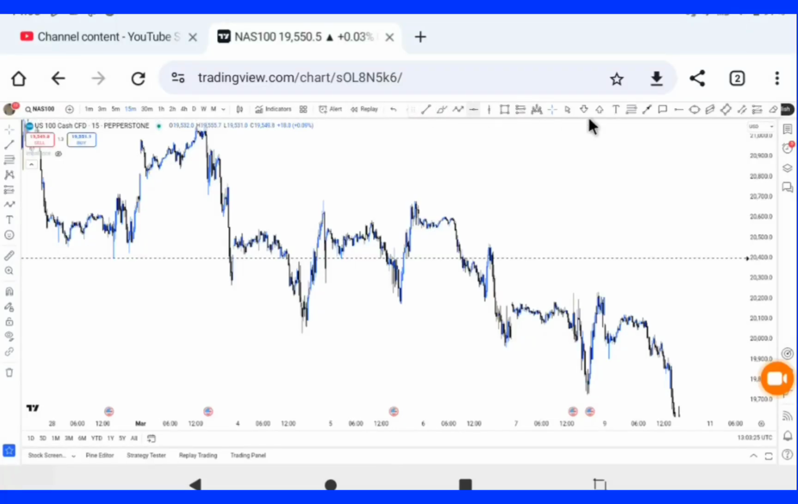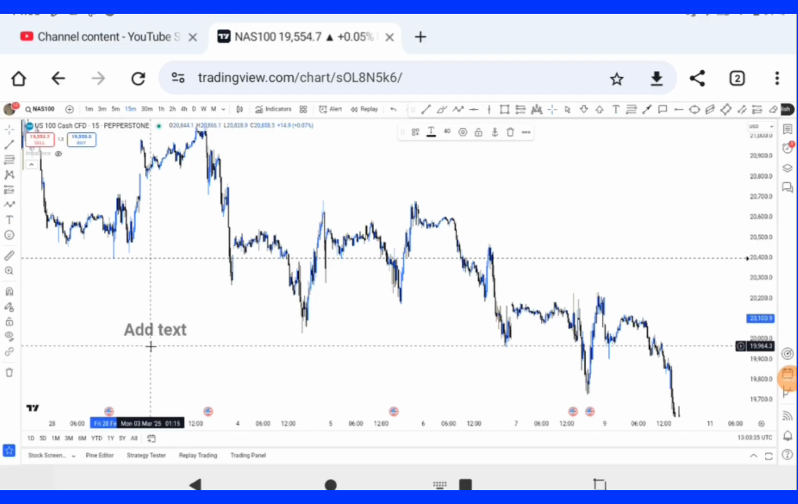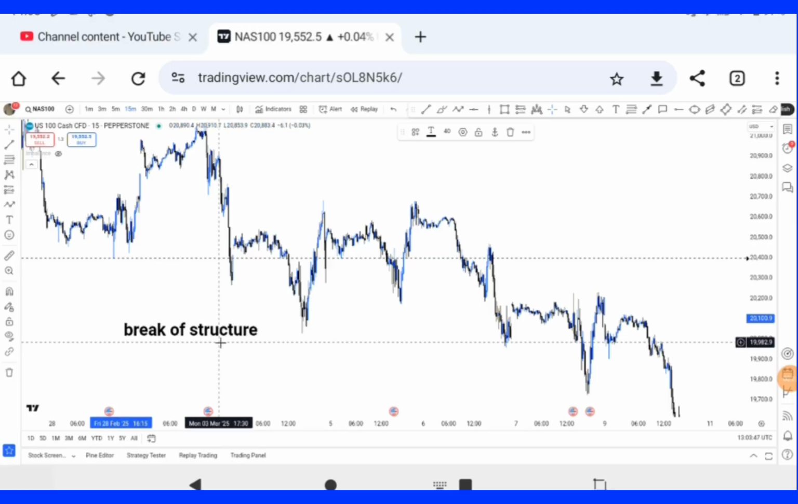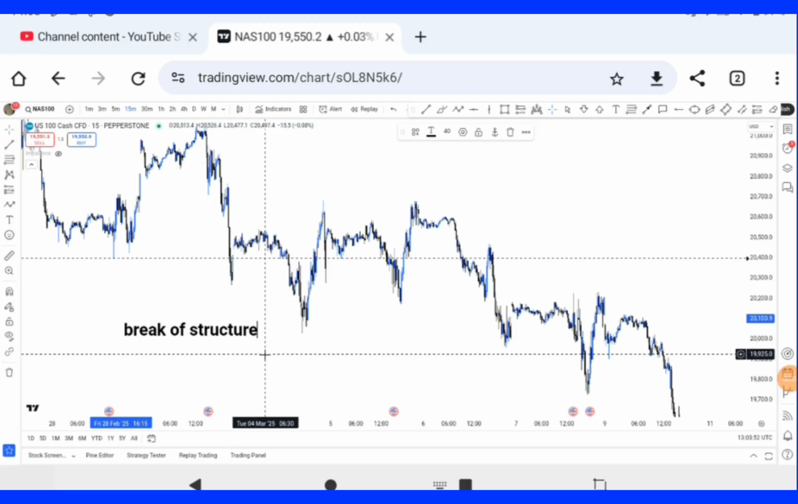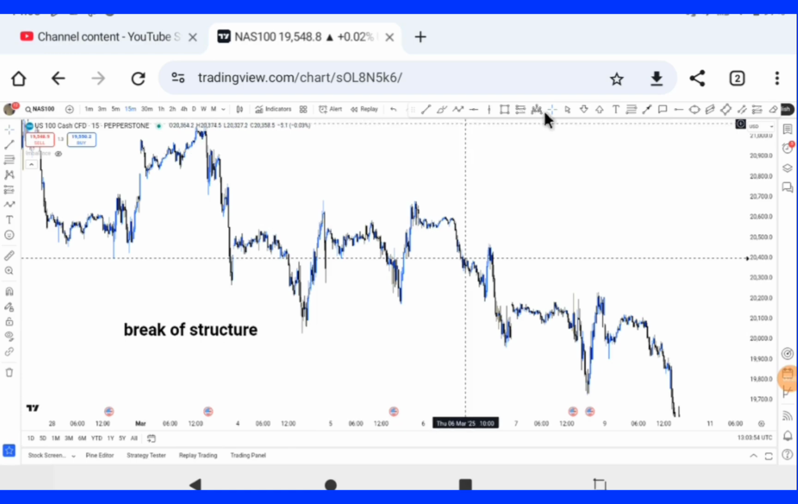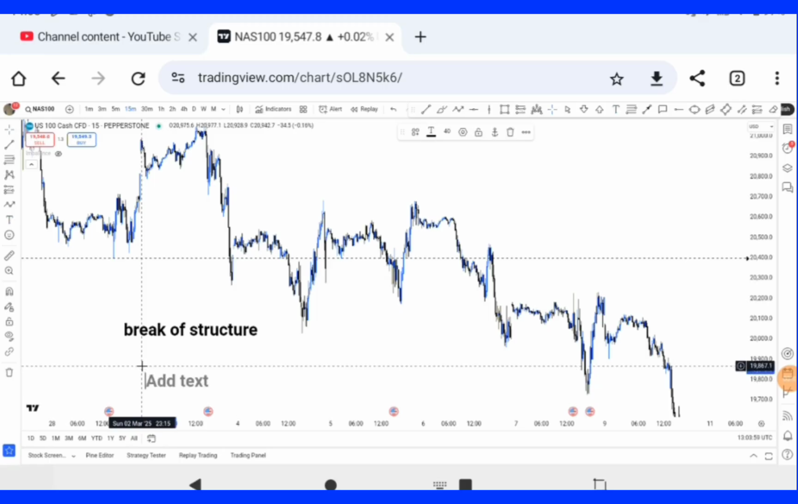In this video guys, we are going to dive into break of structure and change of character. So what is break of structure? When you hear break of structure, that is just a continuation of trend. That is the typical meaning of break of structure. And once you hear change of character, you should know that the trend has changed.